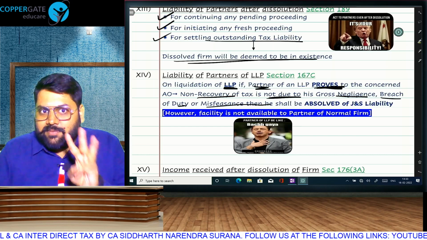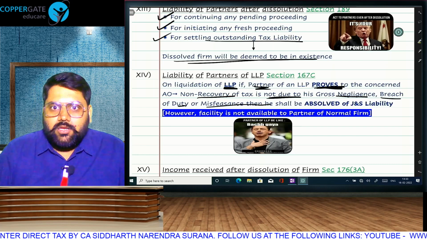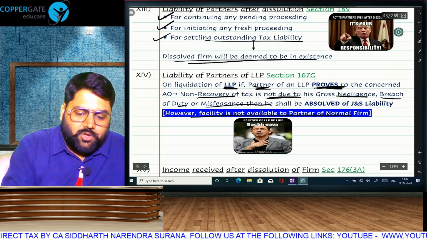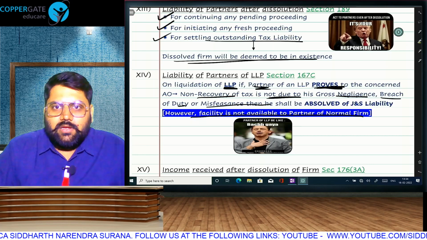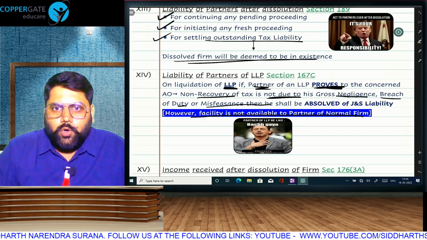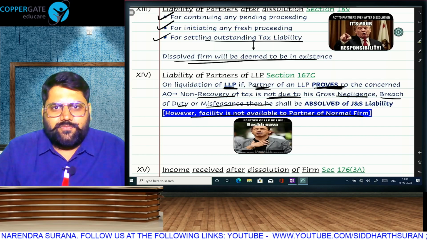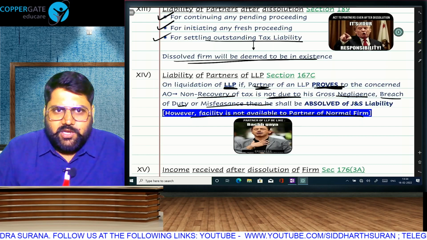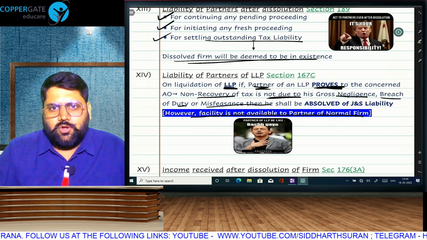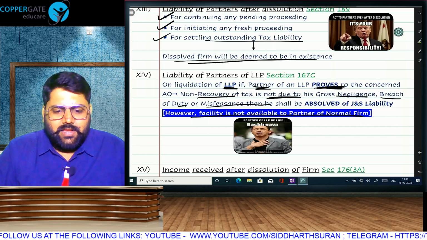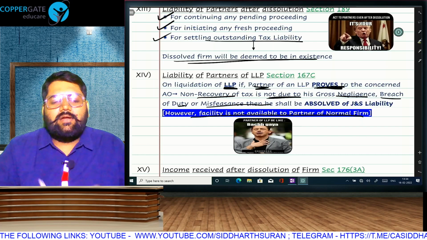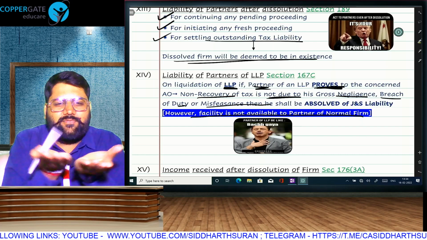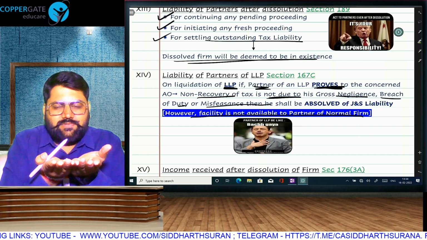This facility is available only to a partner of LLP, not to a partner of a normal partnership firm. This facility will be available only and only to a partner of LLP, because LLP should get that additional benefit. And here, do not make a mistake. Sir, you said between a normal firm and LLP there is only one difference, presumptive. Now you are teaching one more.